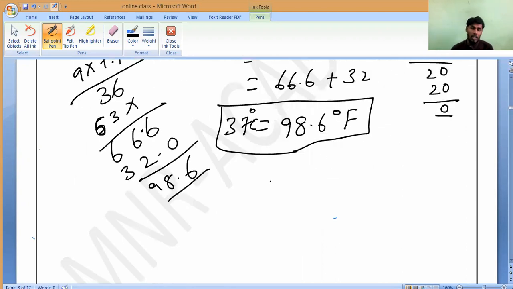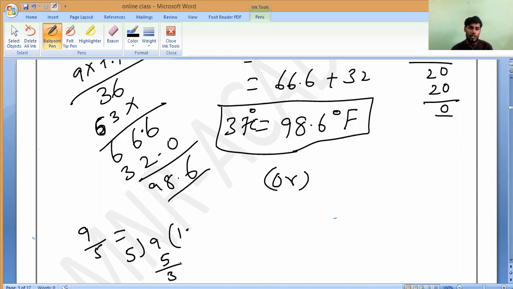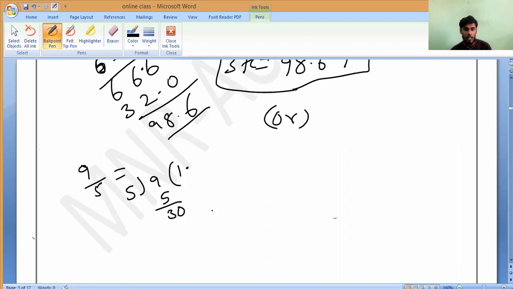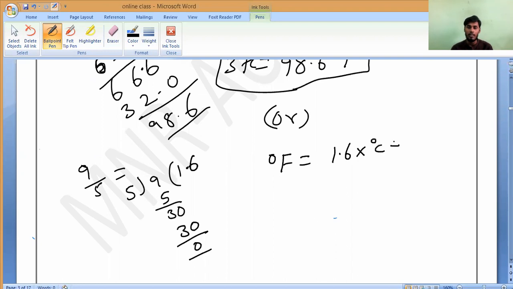This one we have solved. You can solve it simply also. Always remember, you want to simplify the formula more easily. Now you see, we can solve like this. You observe very carefully. 9/5 means 9 divided by 5. 5 1s are 5, 3 will be remaining, I can keep 0, so 30. 5 6s are 30. That's all. So I can write the formula: degree Fahrenheit equals 1.6 into degree Celsius plus 32.